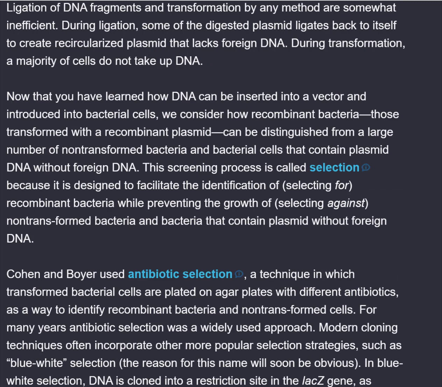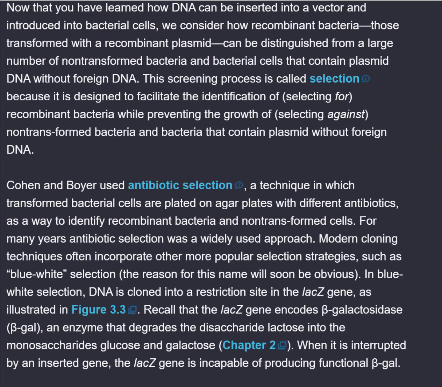Ligation of DNA fragments and transformation by any method are somewhat inefficient. During ligation, some of the digested plasmid ligates back to itself to create recircularized plasmid that lacks foreign DNA. During transformation, a majority of cells do not take up DNA. Now that you have learned how DNA can be inserted into a vector and introduced into bacterial cells, we consider how recombinant bacteria, those transformed with a recombinant plasmid, can be distinguished from a large number of non-transformed bacteria and bacterial cells that contain plasmid DNA without foreign DNA.